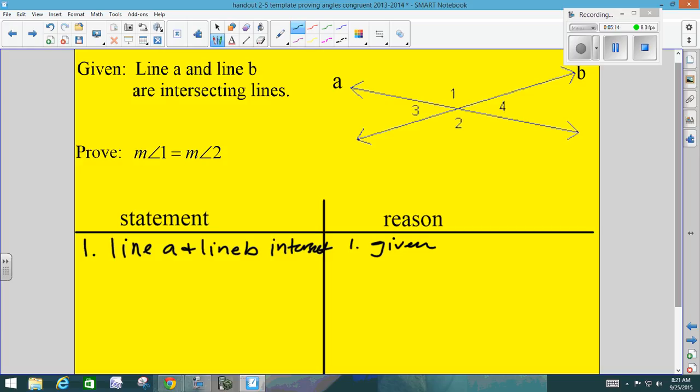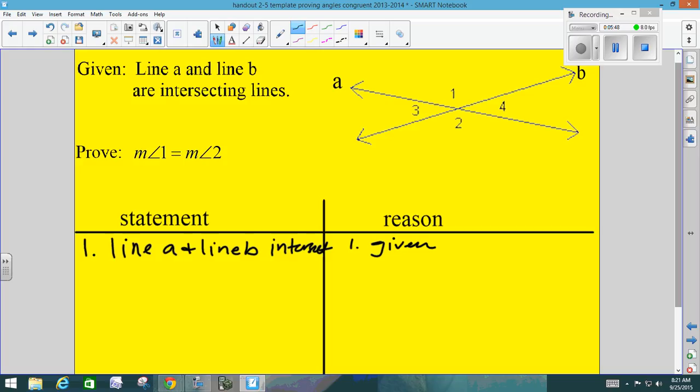We're trying to prove that 1 is equal to 2. I need to get 1 and 2 into my column proof then. Because right now, all I know is that A and B are intersecting lines. But I don't have anything about angle 1 and angle 2. So look at your picture. What can you tell me about the measure of angle 1? Anything, Jonas? Yeah, that's for the measure of 4. Do you guys agree with him? That the measure of 1 plus the measure of 4 would equal 180 degrees?